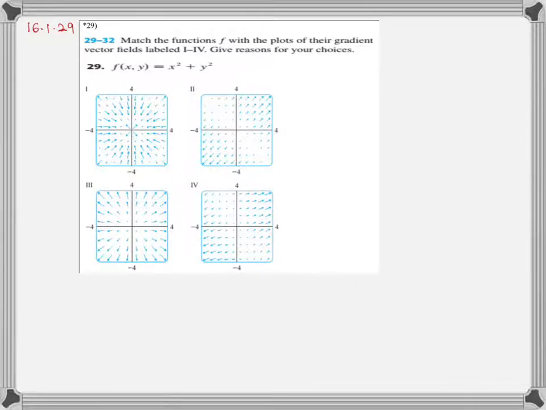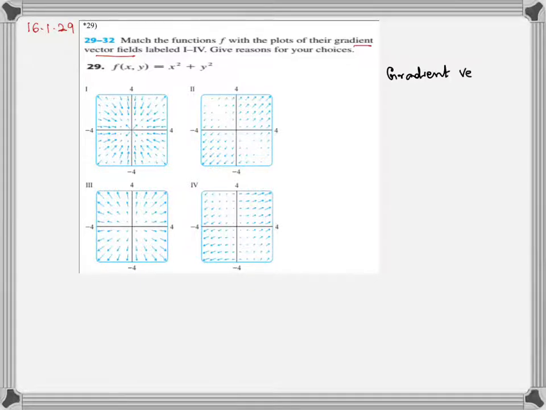Hi, in this video, I'll be explaining problem number 29 of chapter 16, section 1. Match the functions f with the plots of their gradient vector fields labeled 1 through 4. Give reasons for your choices. f of x, y equals x squared plus y squared. The four graphs are given. So we are going to find out the gradient vector field for this scalar function f of x, y.